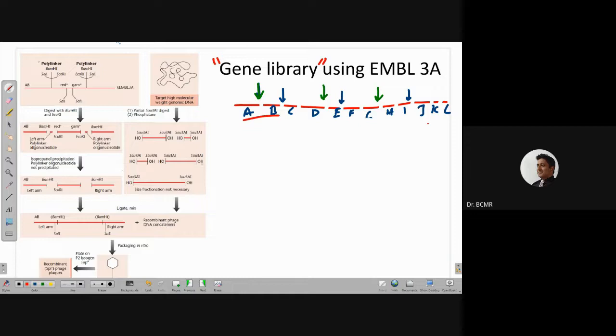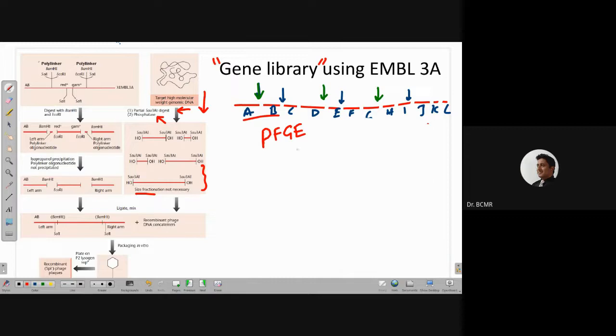There is one more small point here, which is size fractionation. That means once you have digested with partial digestion, we have discussed why EMBL3a is used, why we did partial digestion, and why we are treating it with phosphatase. And the next part is size fractionation, which is something like pulse field gel electrophoresis.